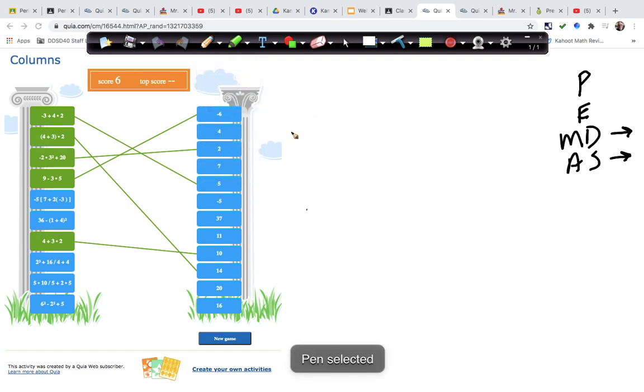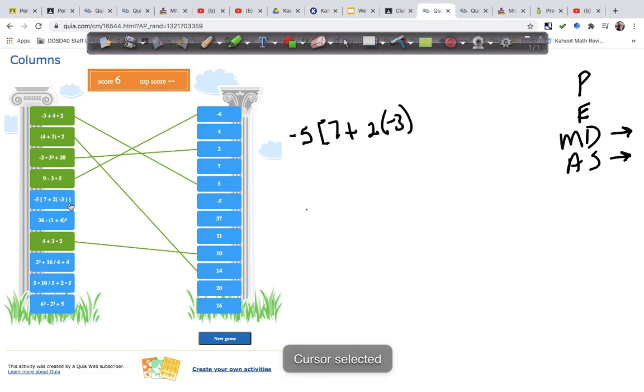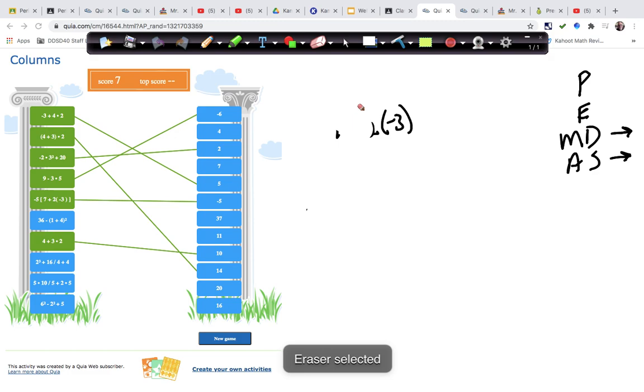Okay, let's do -5 bracket 7 plus 2 times -3. And we just did this one. Sorry about that. And so that ended up being -5. Let's erase that. And let's get back to this tool. Choose that. And choose a -5. And let's do 2 more problems before we erase and put them in.